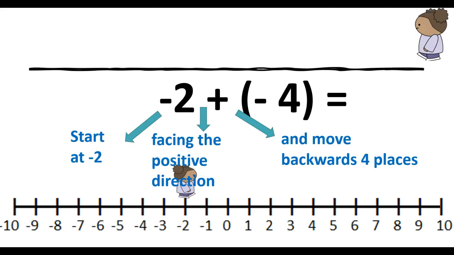If you answered that she starts at -2, you are awesome. The plus sign means she faces the positive direction, but it says -4, so that means she's going to move back 4 places. So she's going to do the moonwalk, 3, 4, and she ends up at -6. So -2 plus -4, she ends up at -6.